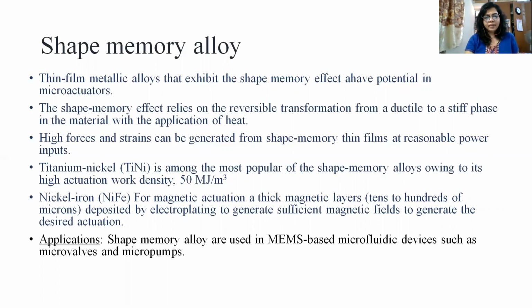Nickel titanium is among the most popular shape memory alloys owing to its high actuation work density. Nickel iron is used for magnetic actuation; a thick magnetic layer of 10 to 100 micron deposited by electroplating is used to generate sufficient magnetic field to generate the desired actuation.